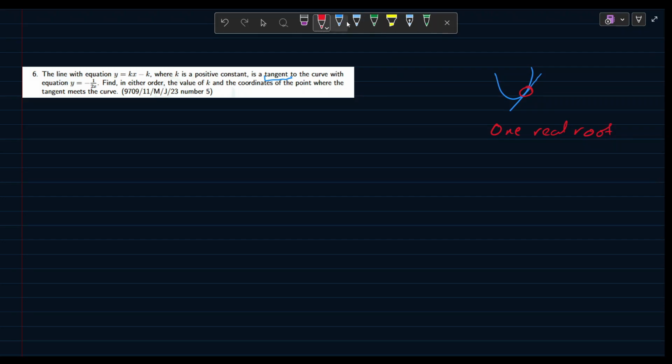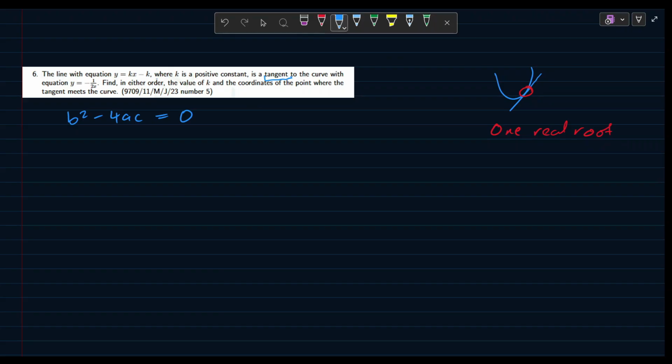So what does that mean for our discriminant? It means that our discriminant b squared minus 4ac is equal to 0, because this is the scenario in which we have one real root, or a repeated root. So anytime you hear the word tangent, think of the discriminant being equal to 0, because if we have a line tangent to the curve, they only intersect once, meaning we only have one real root or a repeated root.